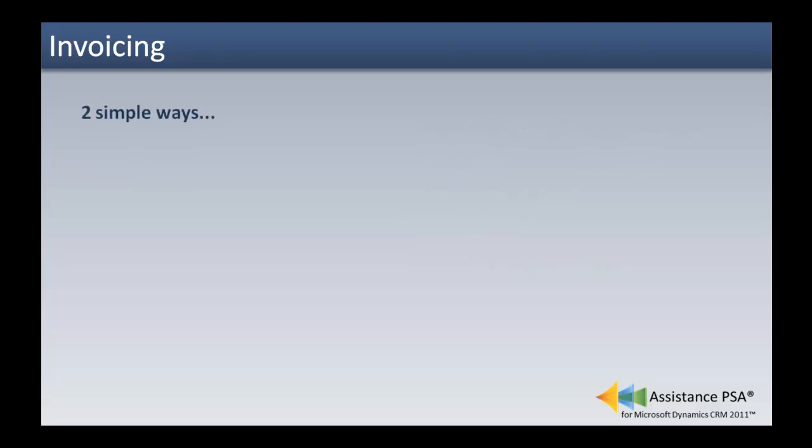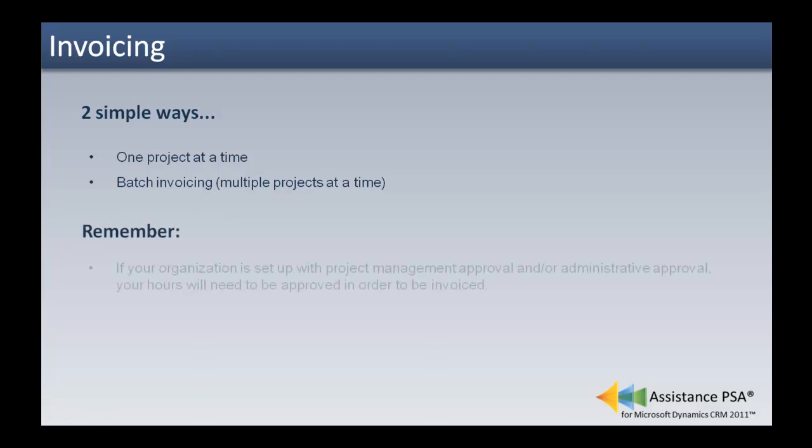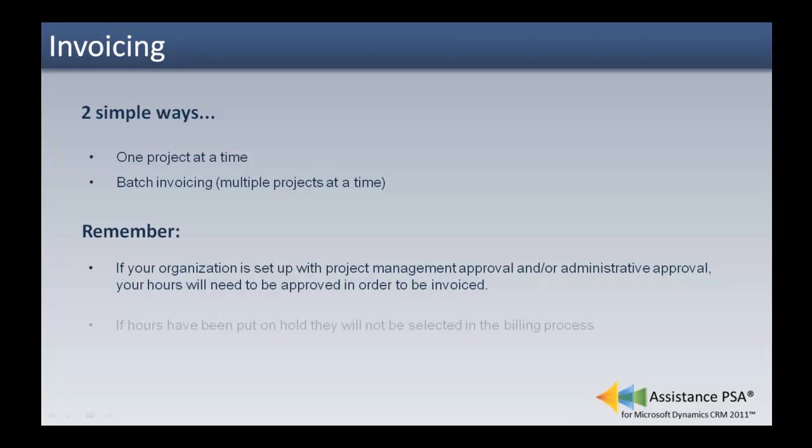In Assistance PSA, there are two ways to bill your projects. You can do it one project at a time, or you can do it via a batch and invoice multiple projects at a time. In both cases, the process is simple and easy. Just remember that if your organization is set up with one or multiple approval steps, your hours will need to be approved in order to be invoiced. And if hours have been put on hold, they will not be selected in the billing process. Now let's take a look at how this is done in Assistance PSA.